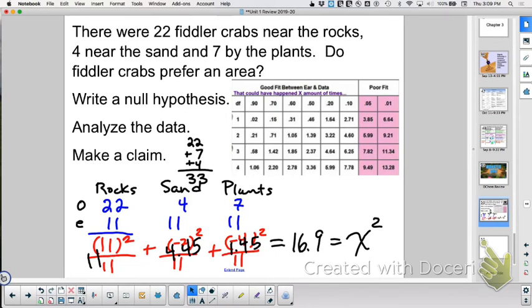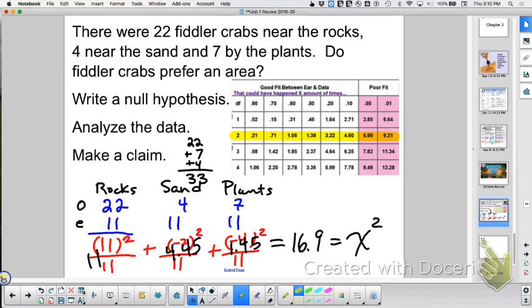So I'm going to go check my chart just in case. How many options did I have? 3. So how many degrees of freedom do I have? 2, right? Because you subtract 1. So the area I'm going to be looking is right here. Okay? Uh-oh. What's my number? So less than 1% of the time would that have happened by chance. So did it happen by chance?